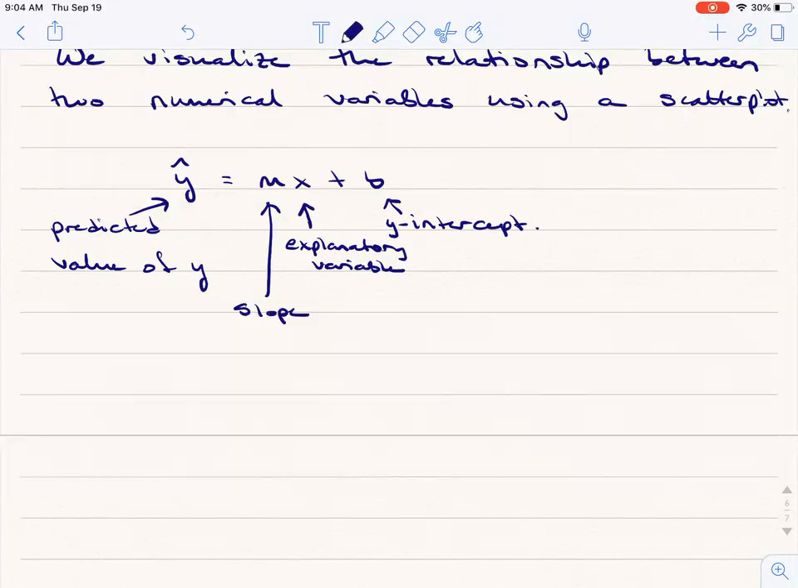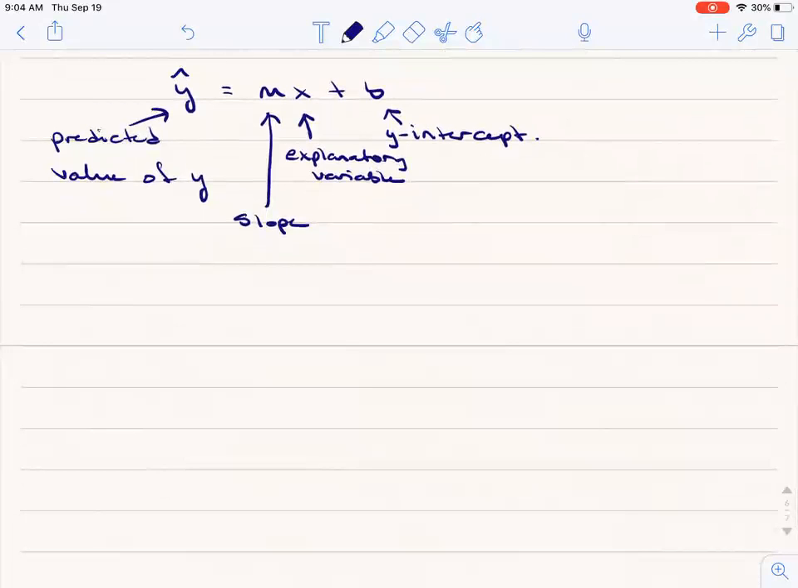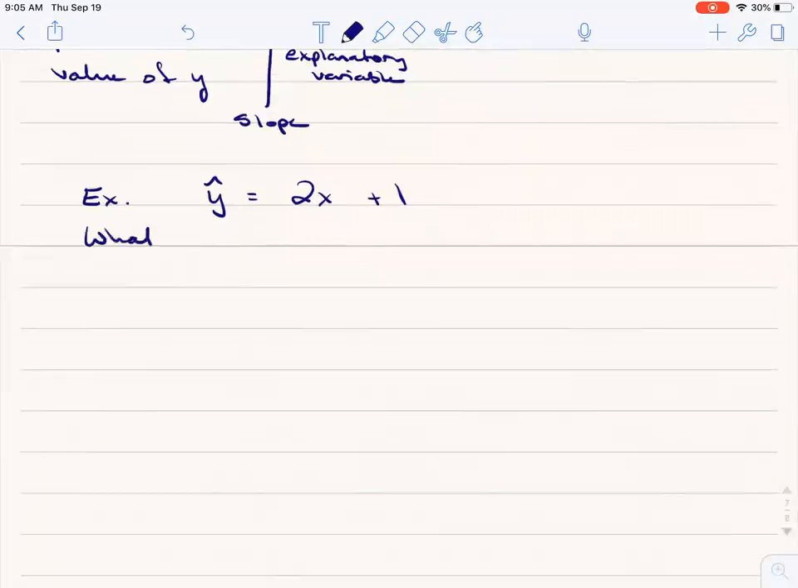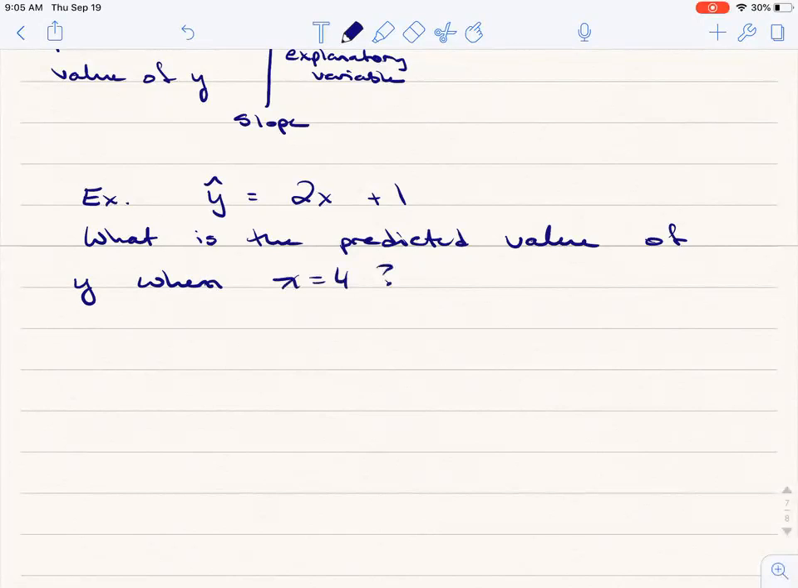Okay. So, we can have an equation for the straight line, and what we do is, for example, if I tell you that y hat is 2x plus 1, then I can ask you, what is the predicted value of y when x is 4?